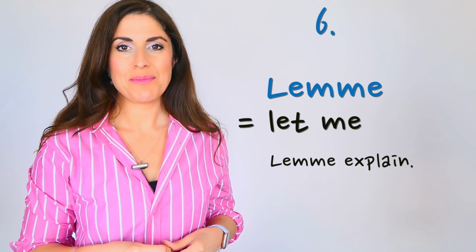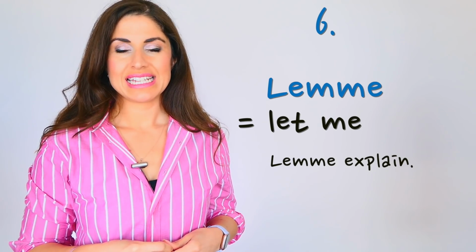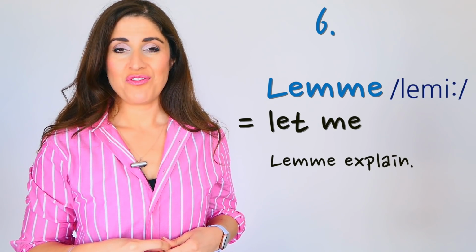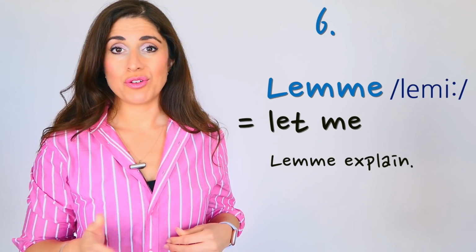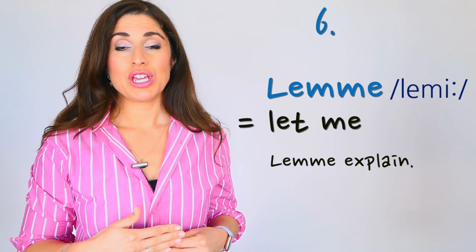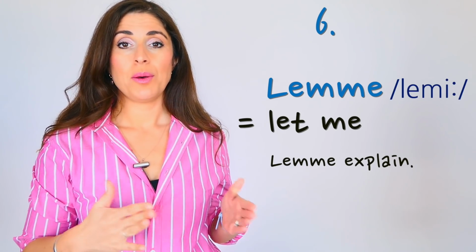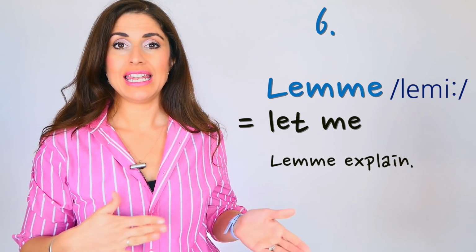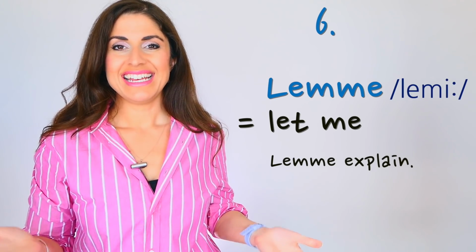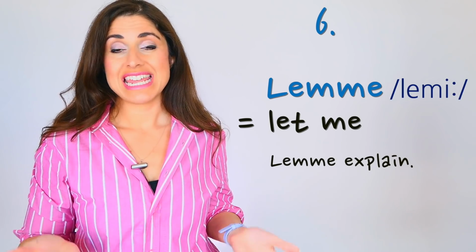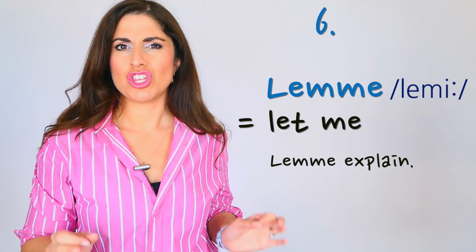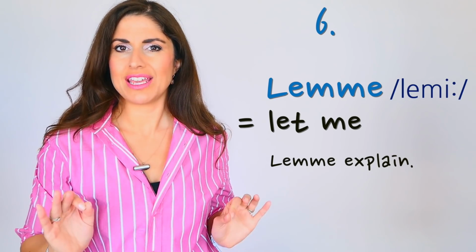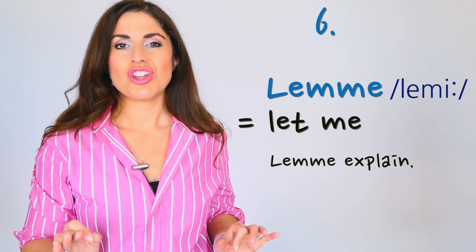Number 6. Let me explain. Let me explain. Let me. In fact, we've completely removed the T sound, and we go straight from me, let me, let me, let me explain. It's no wonder why, if you hear a native person speak like this, you might not understand exactly what they're saying. There is no recognition.